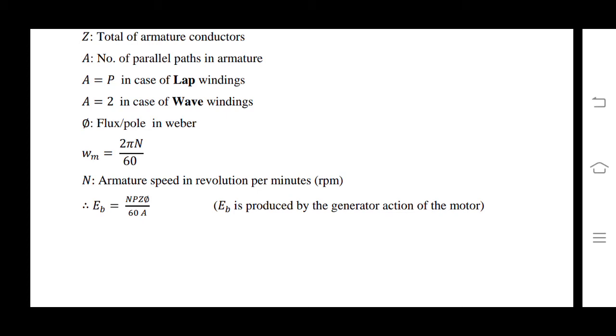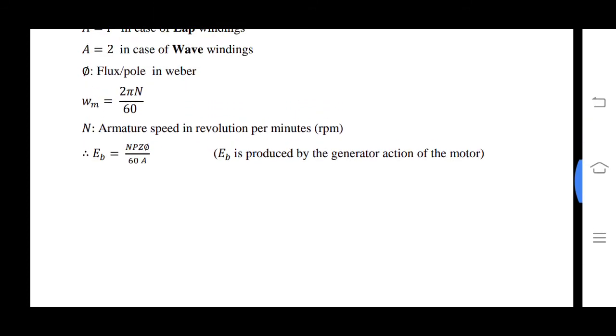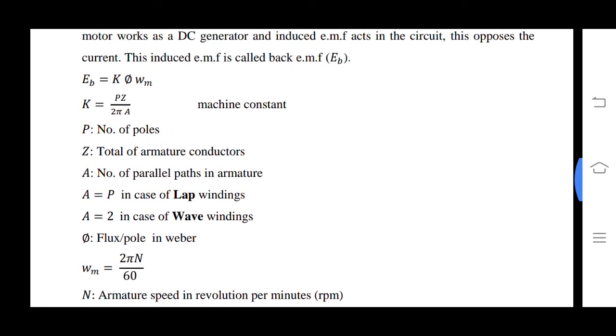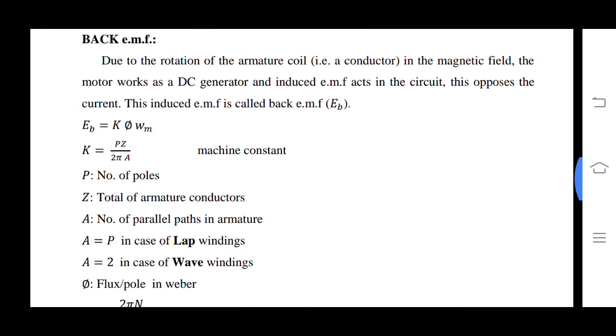EB equal to N Z P pi by 60 A. It means pi Z N by 60 into P by A. EB is produced by the generator action of the motor. So the back EMF is the EMF produced in the motor.